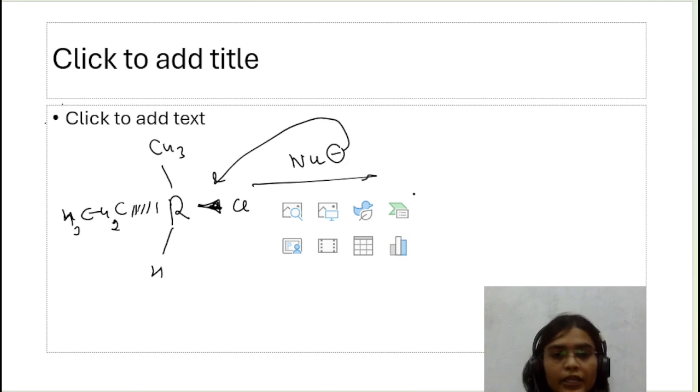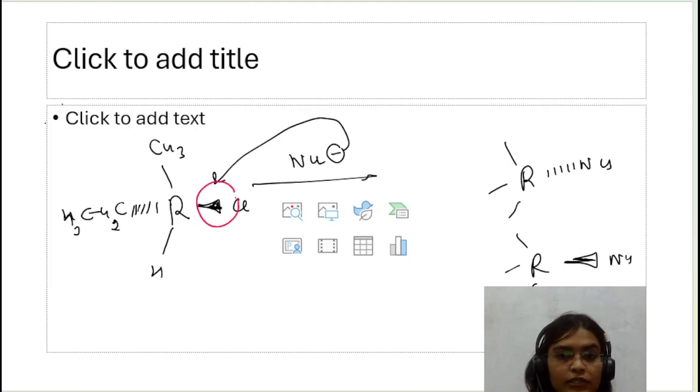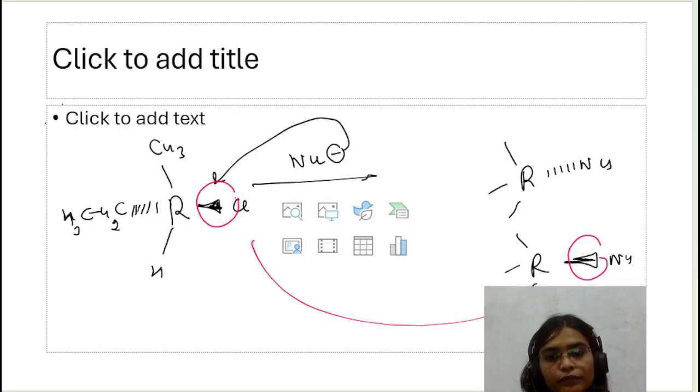There are two possibilities. Maybe the nucleophile connects like this. Condition number one, everything will remain the same. Or maybe the nucleophile connects like this. So what you're observing, if you note here, it's a wedge position, and this is also a wedge. So what is it? It's a retention of configuration.